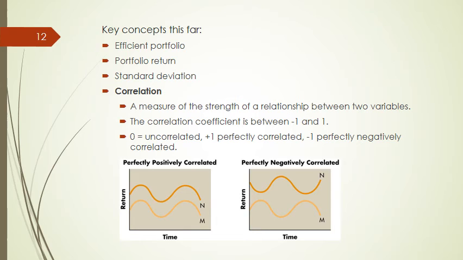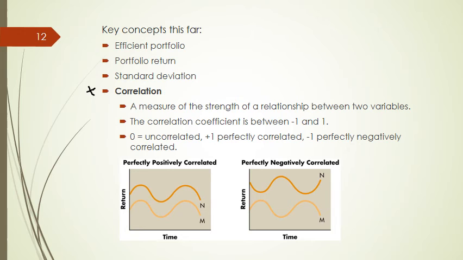Now what we need to do is talk about an additional concept, which is correlation. This concept is very important for the reduction of risk through diversification, but this is something that will be covered in the next lecture. So first of all, what is correlation?